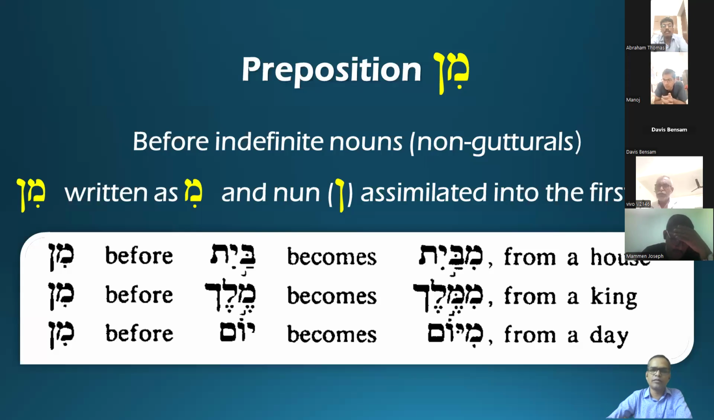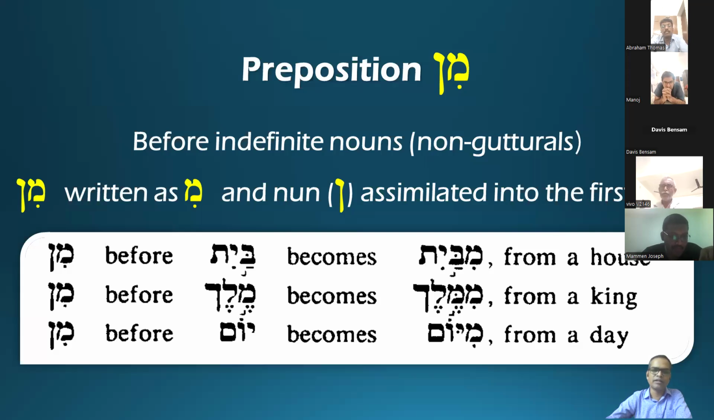So bayit, which was initially carrying dagesh lene, now after the presence of min, becomes mibayit, where bet carries dagesh forte, not dagesh lene. The indication is that the previous letter is carrying a vowel. So a dagesh in a begadkefat letter inside a word, if you look at the previous letter and see a vowel, which can be either long or short, then the dot in the letter will be dagesh forte.